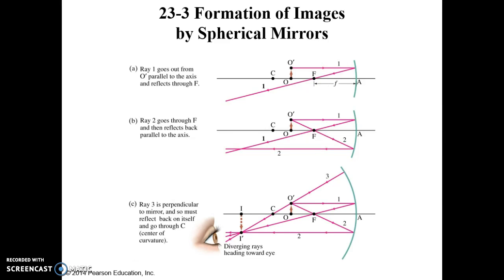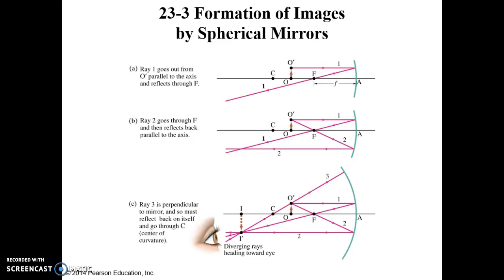Now in figure A, ray 1 goes out parallel to the axis and reflects through point F. In figure B, ray 2 goes through point F and then reflects back parallel to the axis. Now we could stop here, but we'll do one more ray. In figure C, ray 3 is perpendicular to the mirror, and so it must reflect back on itself and go through point C. Note that all three of these rays leave from point O prime, the top of the object.